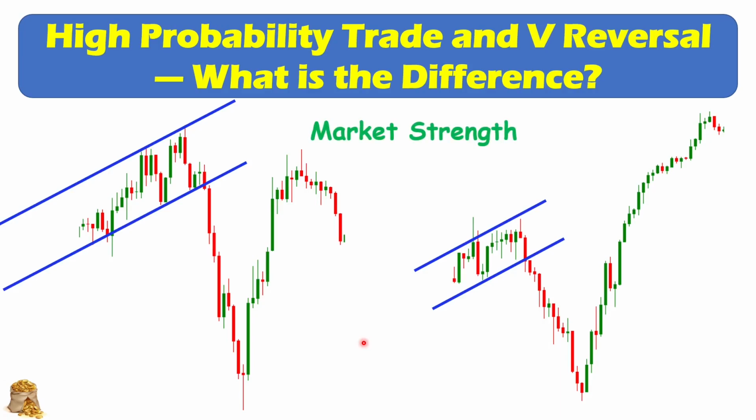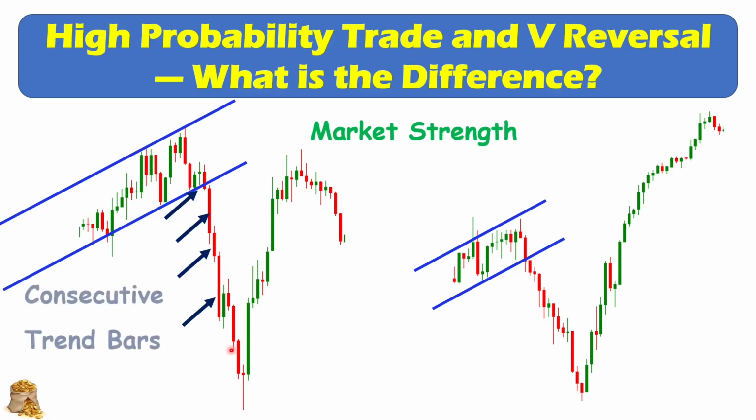Let's take a look at the left chart. On the downside here, what do you see? These four bars are consecutive trend bars. What's the characteristic of trend bars? First, the body accounts for over 60% of the whole candlestick. Second, the trend bar means strong strength in that direction. So this means strong strength to the downside.